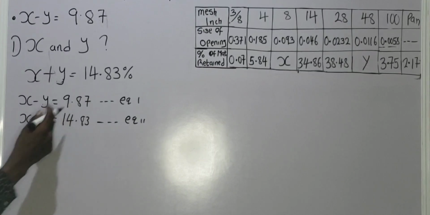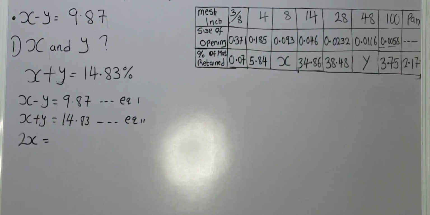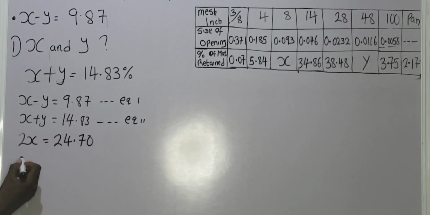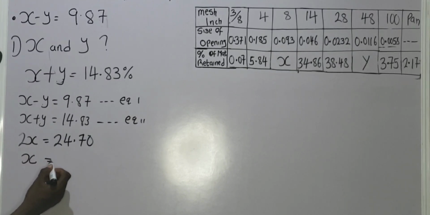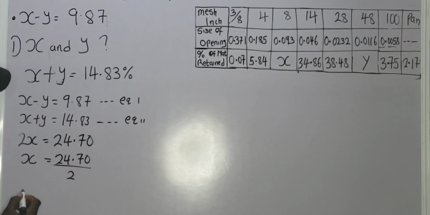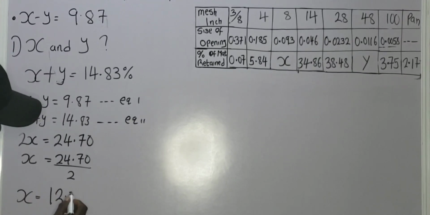So now 9.87 plus 14.83. That is 24.70. So in order to get x, I'm going to divide both sides by what? 2. You understand? In order to get x, I'm going to divide both sides by 2. So I'm going to have x is equals to 24.70 divided by 2. So what's the value of x? Punch your calculator, you're going to get 12.35. So x is 12.35.